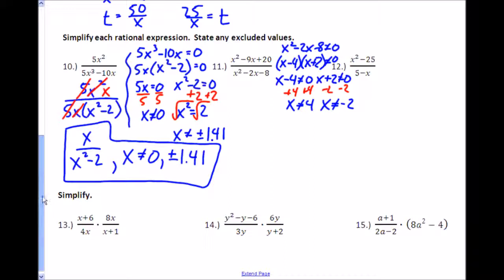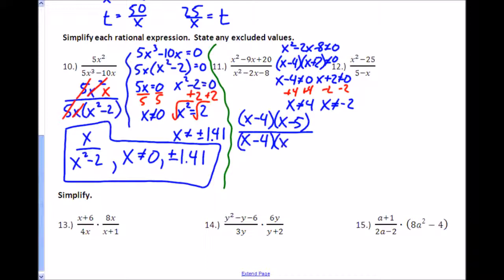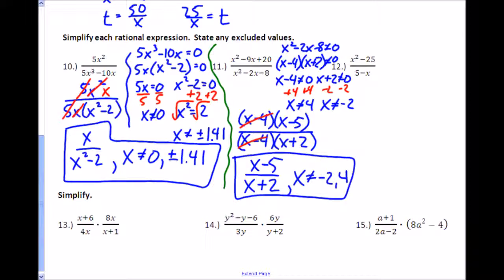And now from here, I have to simplify or reduce my fraction. I'm just going to factor it. The numerator factors into an x minus 4 and an x minus 5. The denominator, I already decided, factors into an x minus 4 and an x plus 2. And now I cancel out any common factors. The x minus 4's cancel. So I'm left with an x minus 5 over x plus 2 with the restrictions of x cannot equal negative 2 or positive 4. And that's it. Okay.